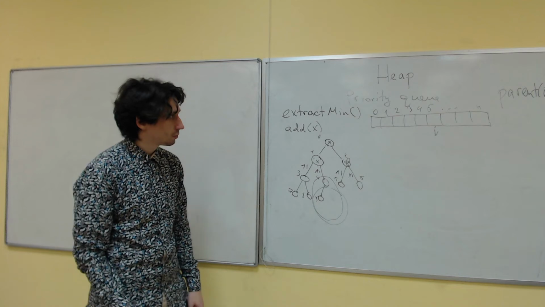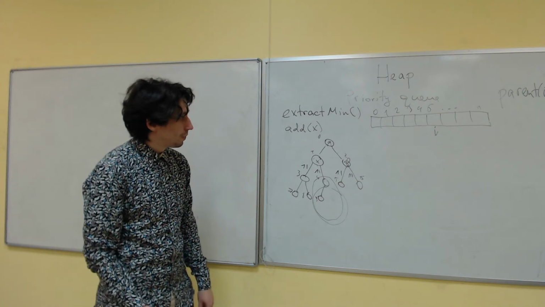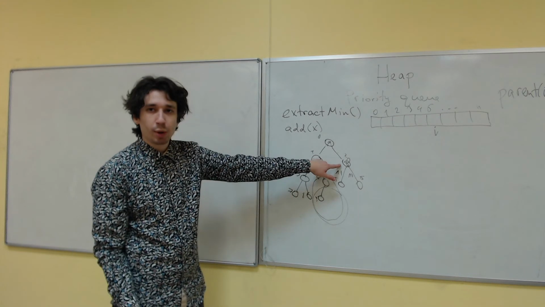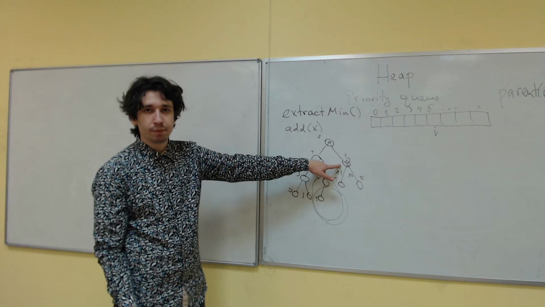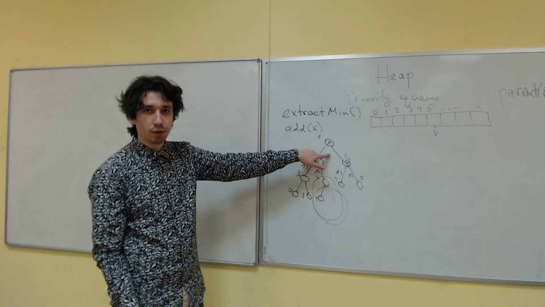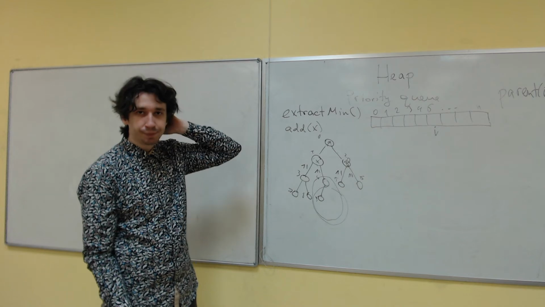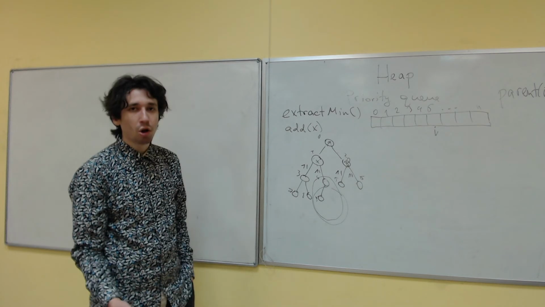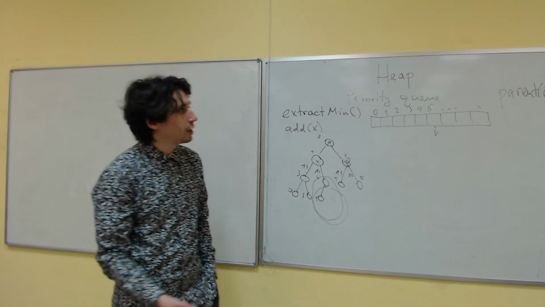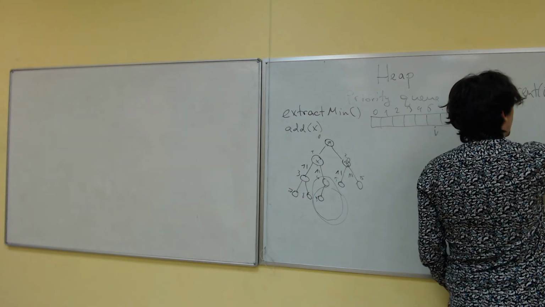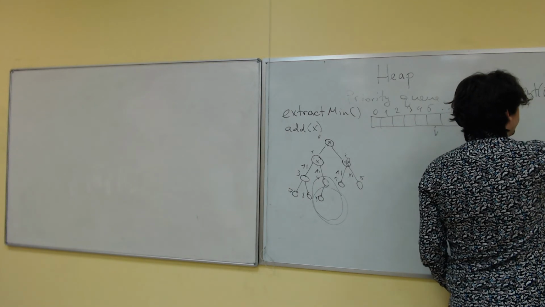I over 2 probably. But what with the 2? If you take 2 and divide by 2, you will get 1. Well, for parents, okay. You're almost right. So it is i minus 1 divided by 2, rounded down.